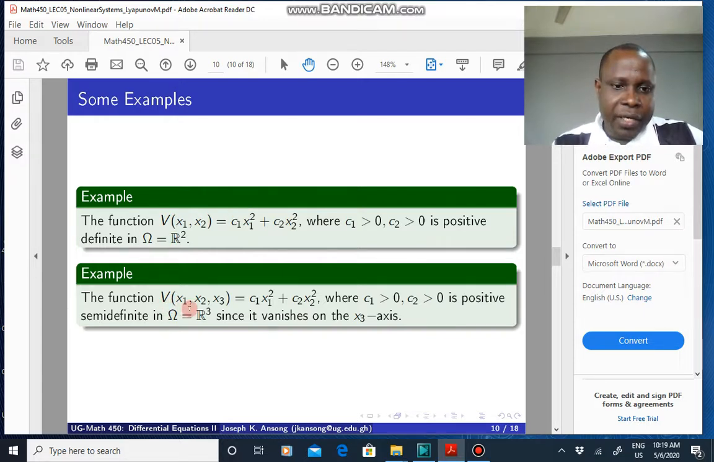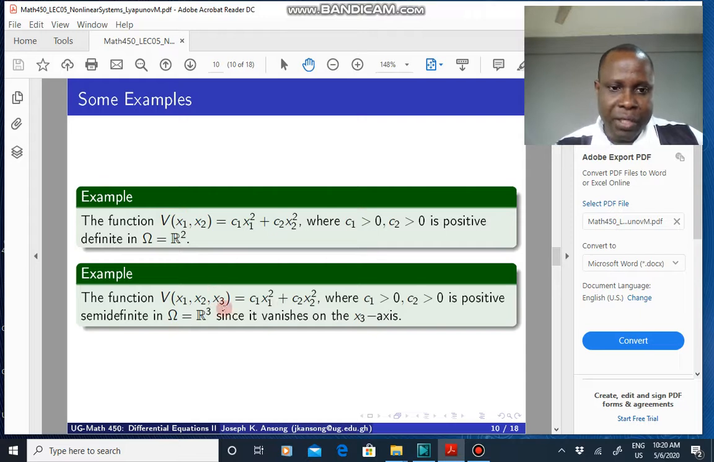V here is in R3. You have x1, x2, x3, but it's equal to c1 x1 squared plus c2 x2 squared. There is no x3 here. All right. So we see that on the x3 axis, x1 and x2 are 0. But away from the x3 axis, where c1 and c2 are positive, this function is going to be positive.